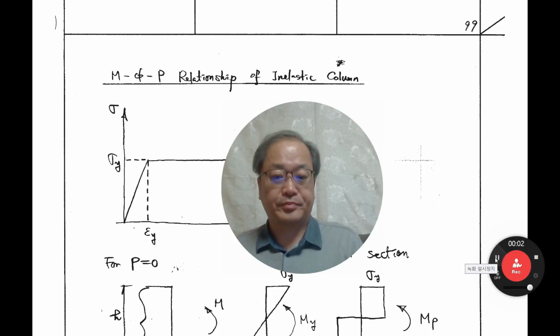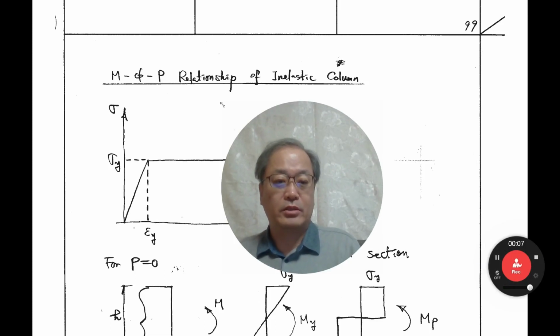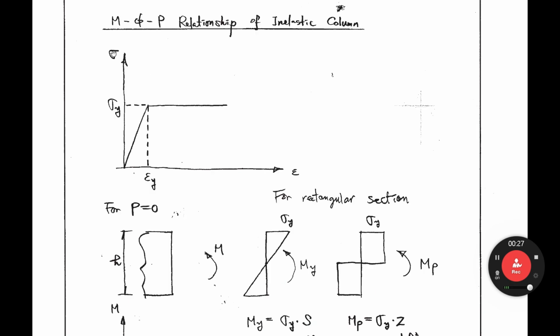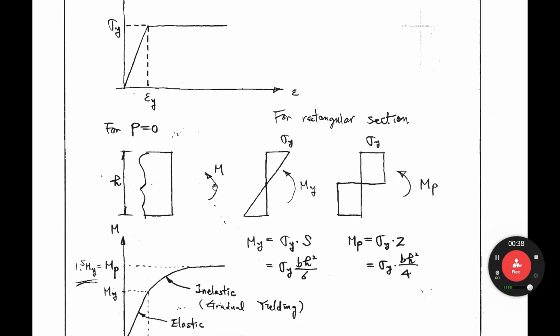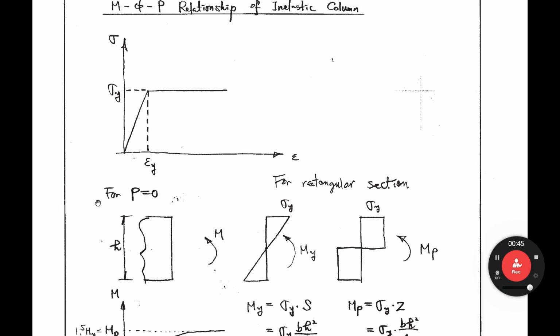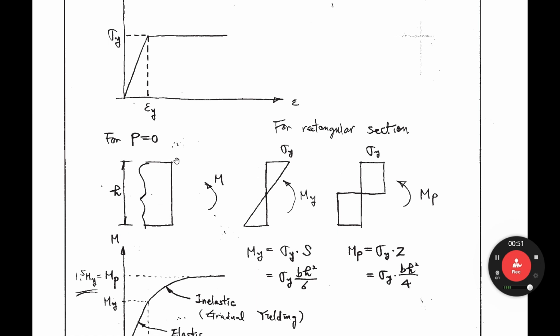Hello everyone. Let's continue from moment, curvature, and thrust relationship of inelastic column. And in your undergraduate study, the stress-strain relationship is like this, right? Elastic and plastic, sigma y, epsilon y. So for P equals 0, there is no thrust, no axial force. Then this is the member, moment applied.